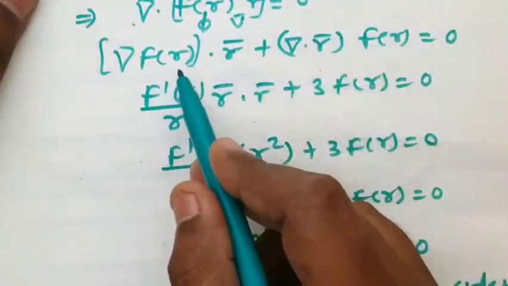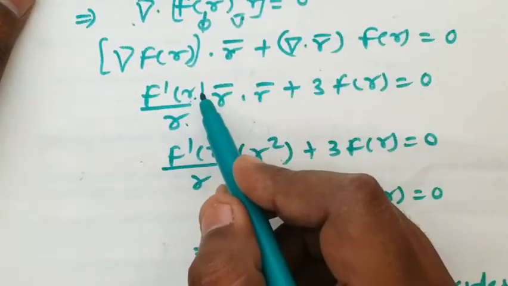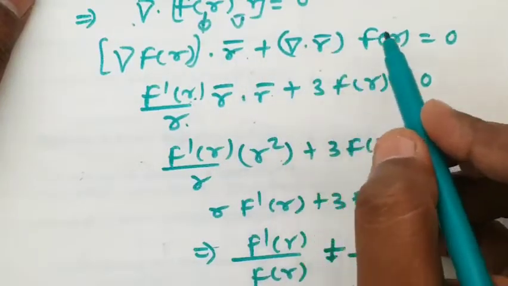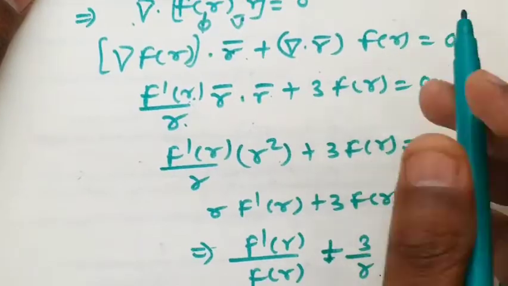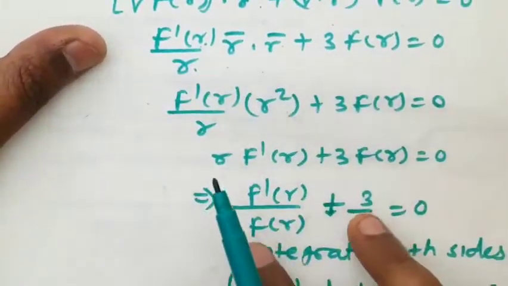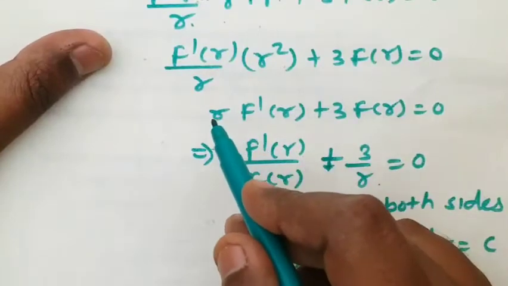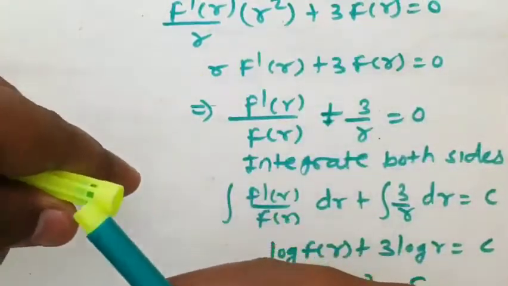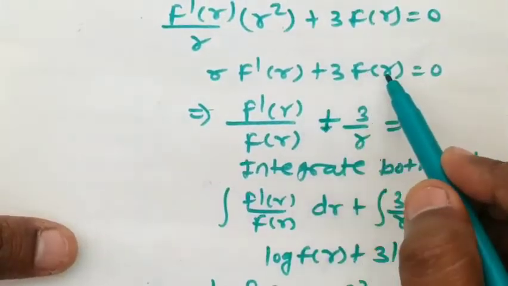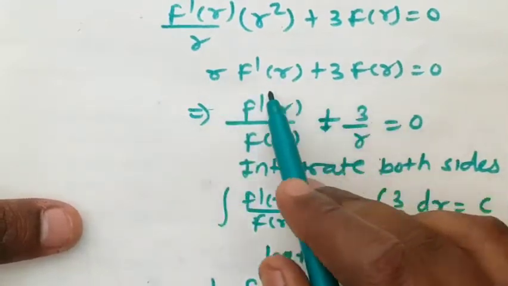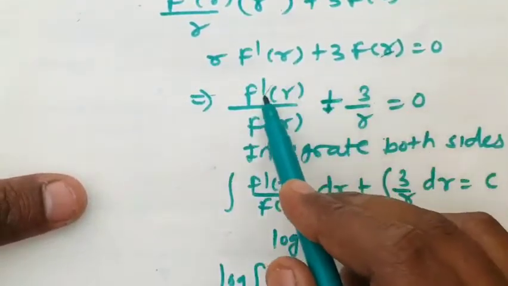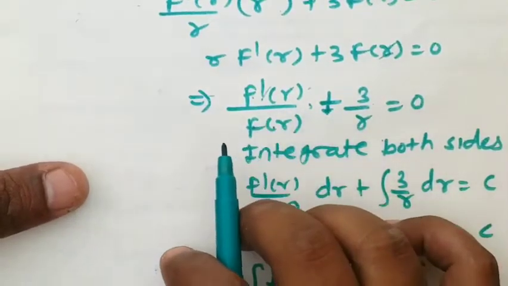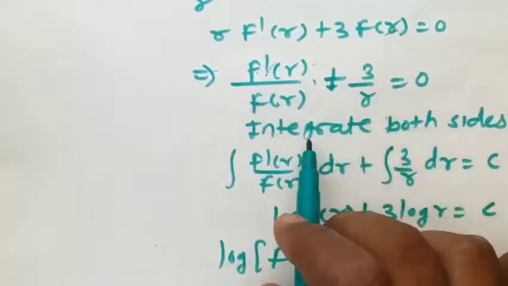Okay, now again del of f of r is f dash of r upon r into r bar, dot r bar, this dot r bar as it is, plus del dot r bar is 3, this result also we have, times f of r, equal to 0. Now r bar dot r bar is r square, right? So r will get cancelled, finally we will have r f dash of r plus 3 f of r equal to 0. Now this is a differential equation, right? Now if you divide this throughout by f of r and r, we will get f dash of r upon f of r plus 3 by r equal to 0, by dividing throughout by r into f of r. Now this is a differential equation in variable separable form.